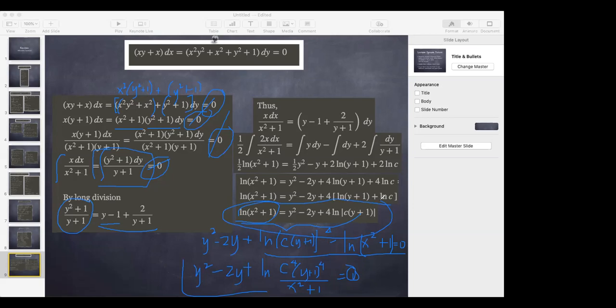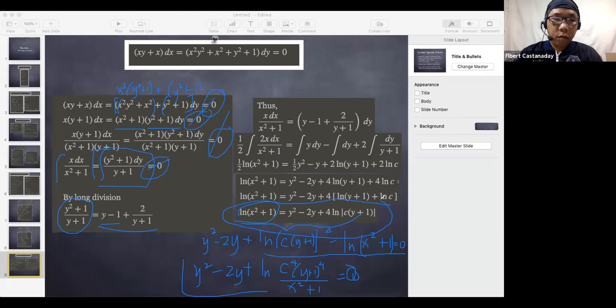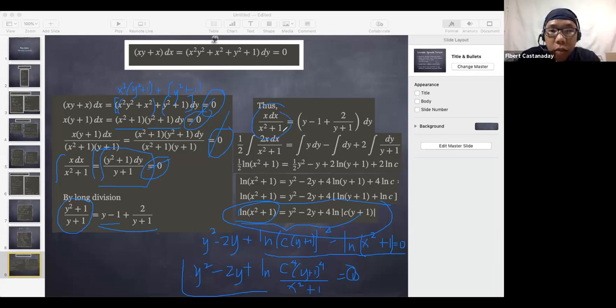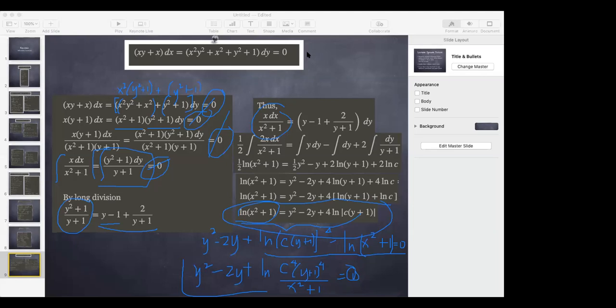How did it become 2x, sir? The x dx over x squared plus 1, then it became 2x dx over x squared plus 1. Where? Which one? 2x dx. This one? Yes, sir. How did it become 2x dx over x squared plus 1? Oh, okay.